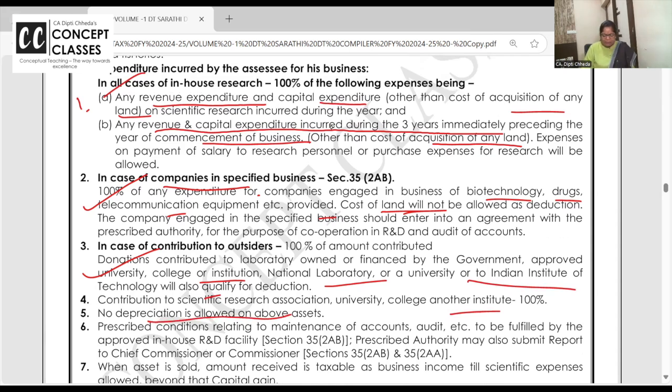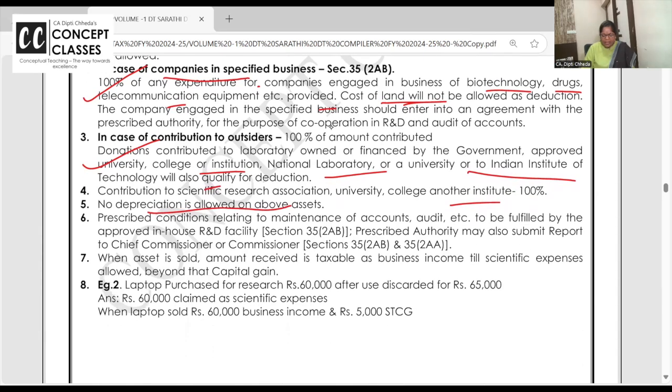Then don't charge depreciation on that. Okay. And whenever it is sold, till the cost, it will be business income, then capital. See, I purchased a laptop, 60,000 I have put in the PNL account debit side. After using, I discarded it for 65. So till 60, it is business income. 5,000 short-term capital.